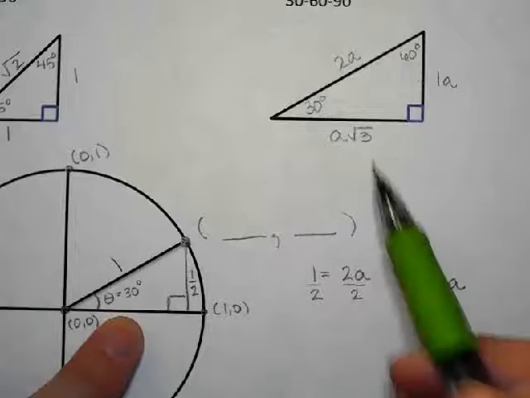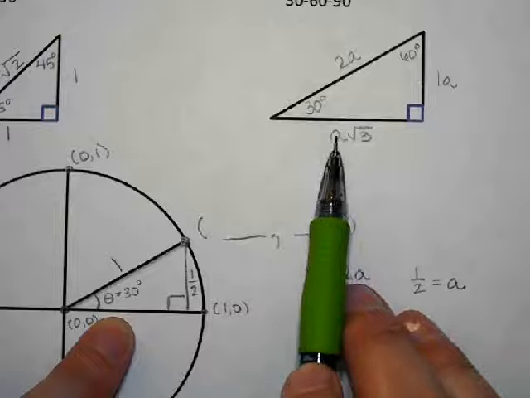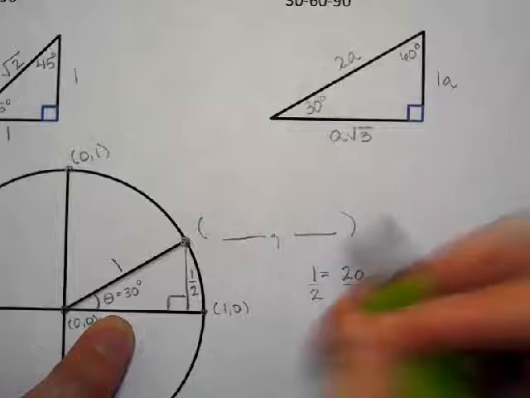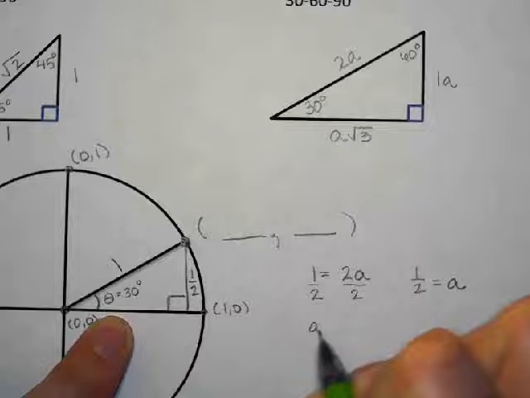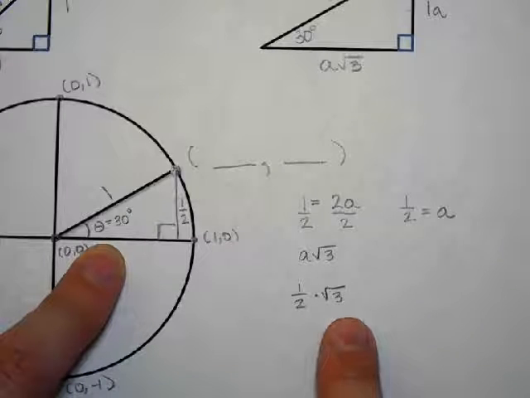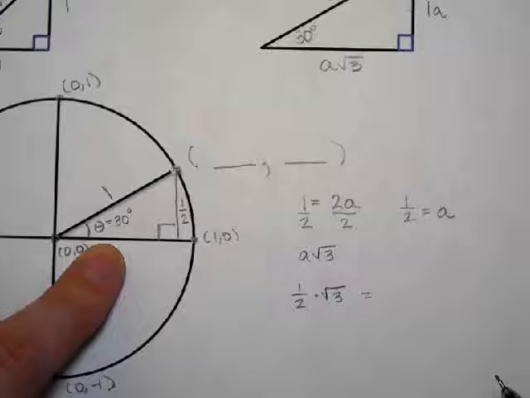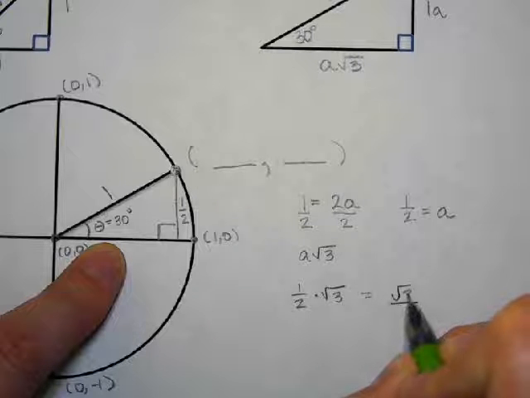All right, so in this one, we have a times the square root of 3. So if our a is 1/2, a times the square root of 3 is going to be 1/2 times the square root of 3. And when I do 1/2 times the square root of 3, what do I get as a fraction? How do I write that as one fraction? I get root 3 over 2. Okay, so this side is root 3 over 2.